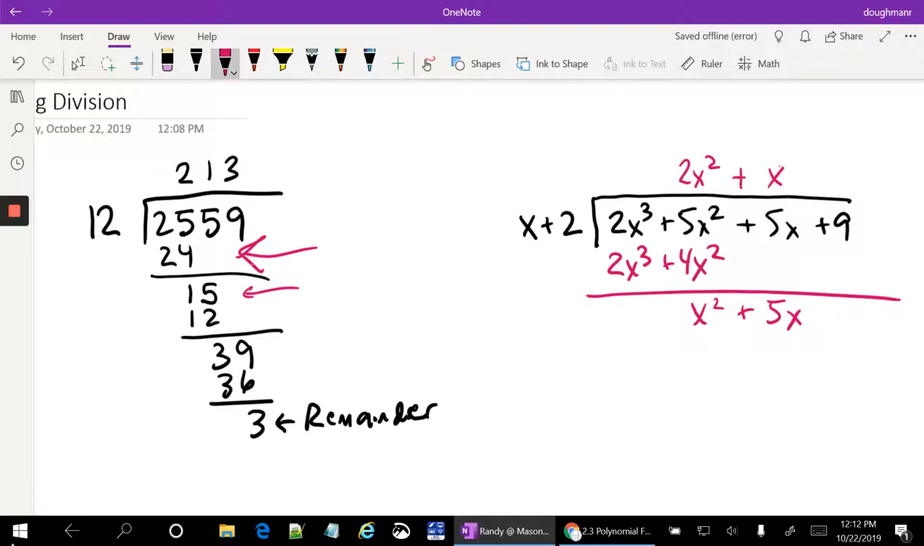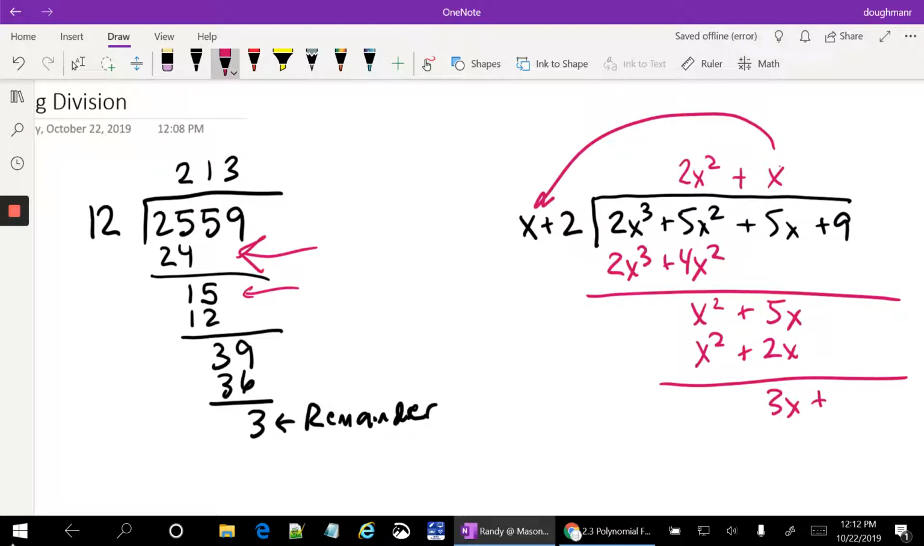So x times x is x squared. x times 2 is 2x. And now let's subtract 3x and bring my 9 down. Very similar to what I did to the left. Ask myself again. All right, it looks like I got a 3x, x, so 3. All right, now it's 3 times x. So that gives me a 3x. 3 times 2 gives me 6. And I got a remainder of 3.